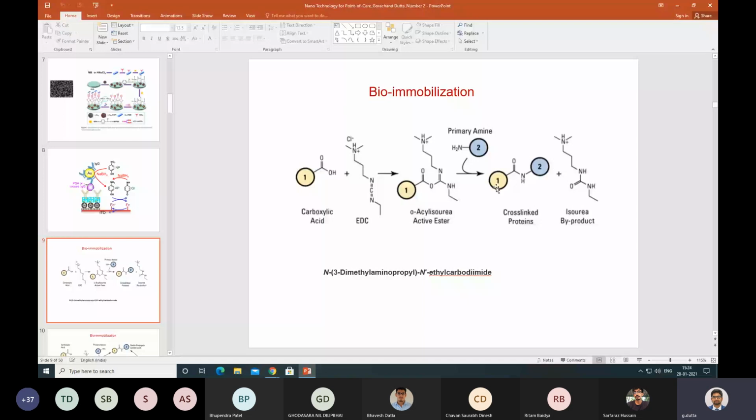Okay, I am just repeating again. Number one is your transducer surface. You have to generate some carboxylic group on the surface. How, I will tell you. First, just guess that on your surface you have COOH group. Now this COOH group can be activated by this EDC. So see, this is the COOH group and amine group.